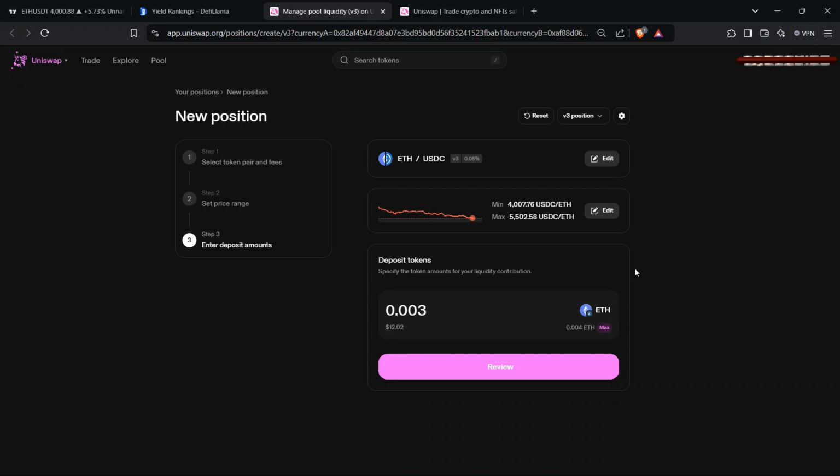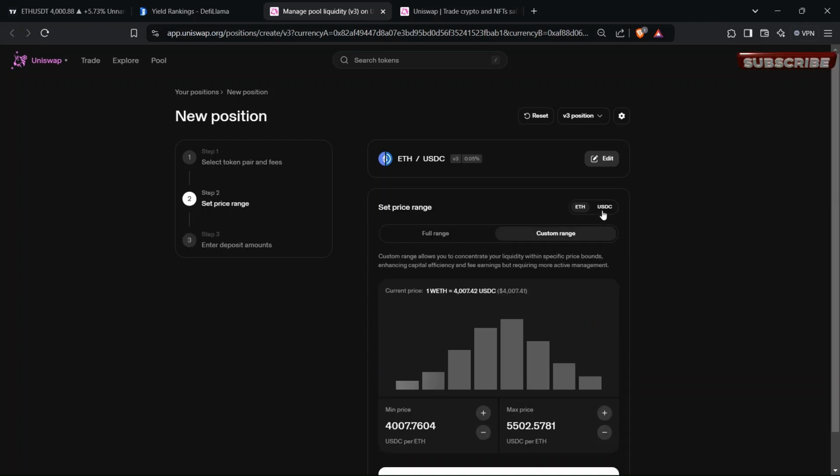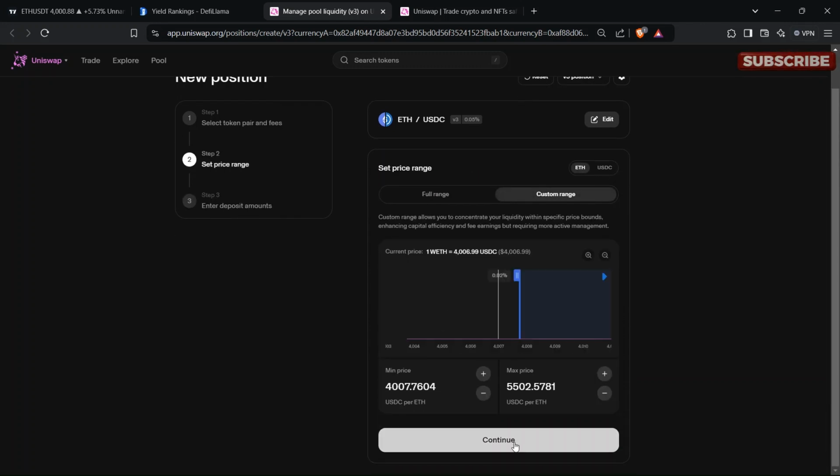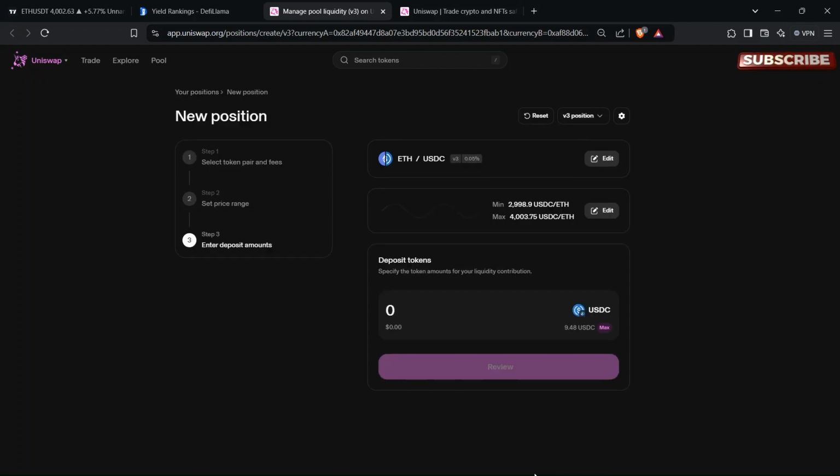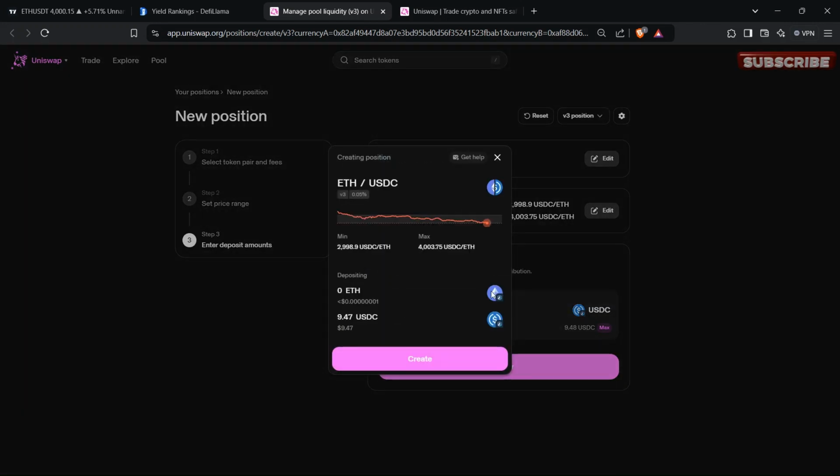And for 100% USD, I have to be below the actual price. Choosing the range like this, I would click continue, and now I would enter 100% USDC. Then, whichever option you choose, you would click review. Then you would see here the strategy, the price range that you chose, how much you are depositing, and then you create, pay the fees, and that's it.